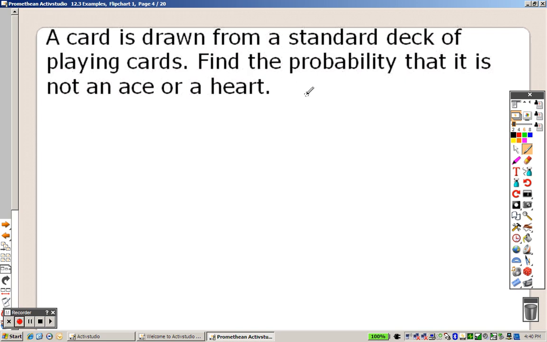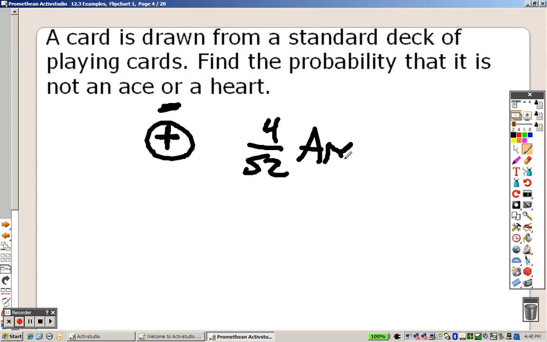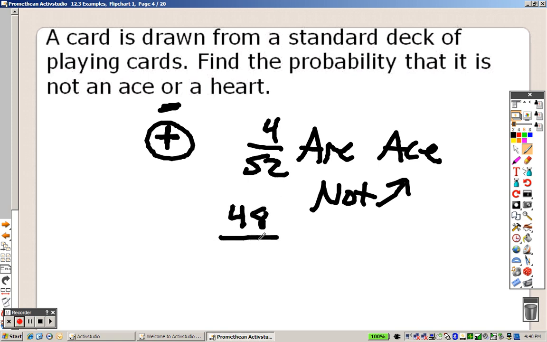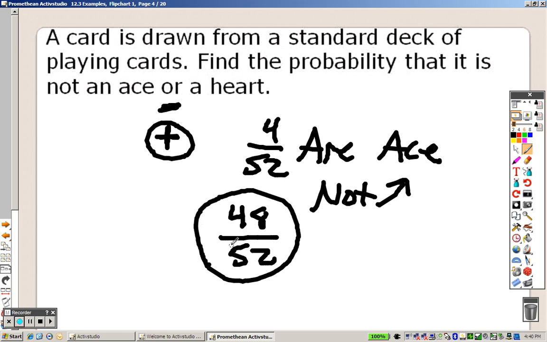A card is drawn from a standard deck. Find the probability that it is not an ace or a heart. The keyword here is "or." Or means that we want to add. So what's the probability that it's not an ace? Well, how many aces are in a deck? There are 4 out of 52 that are aces. So not an ace would be the opposite of that, which would be 48 out of 52. Or a heart. Well, how many hearts are in a deck? There are 13 out of 52 that are hearts.